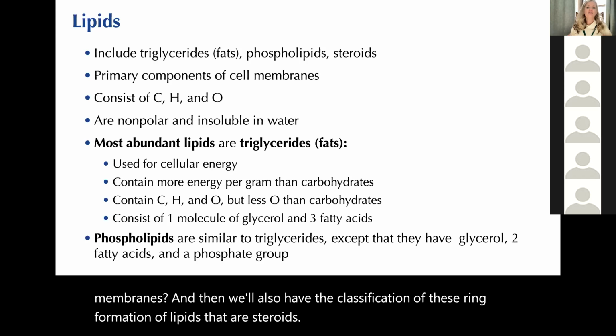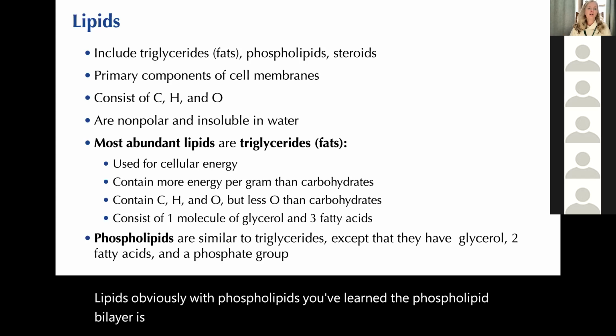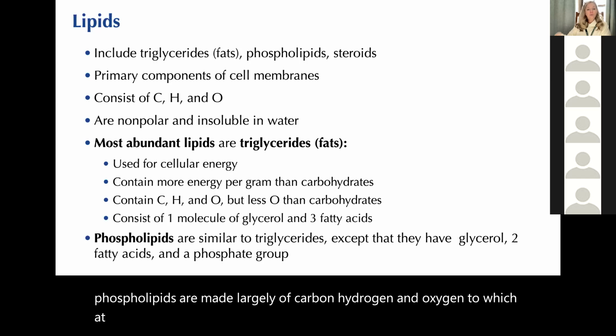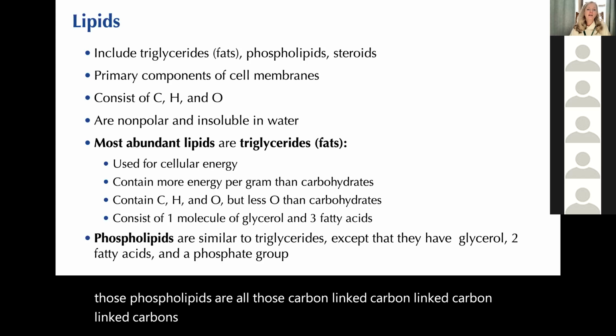Lipids, obviously, with phospholipids, you've learned the phospholipid bilayer is the primary component of our cell membranes. And all those phospholipids are made largely of carbon, hydrogen, and oxygen, to which at the end we have those phosphate groups, that P with all the O's surrounding it, at those hydrophilic heads, all right? The long tails off of those phospholipids are all those carbon-linked carbons that are hydrated, that are our fatty acid tails.